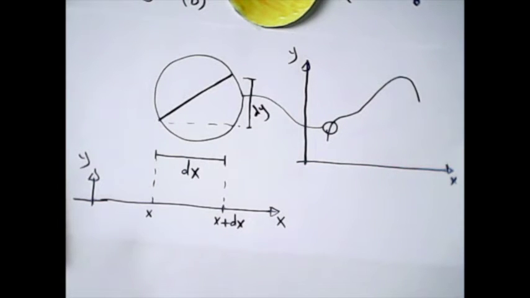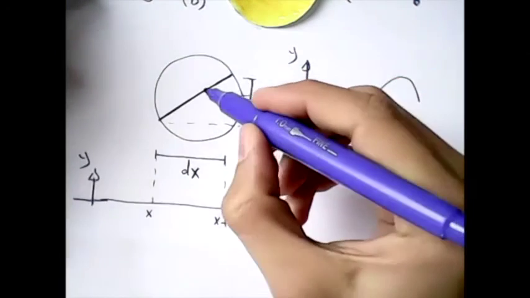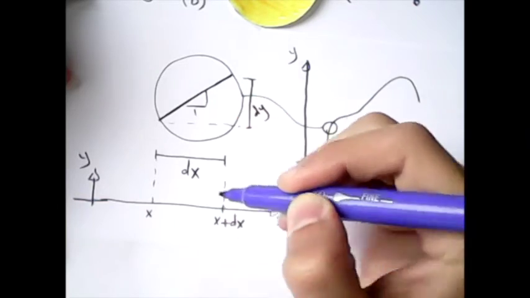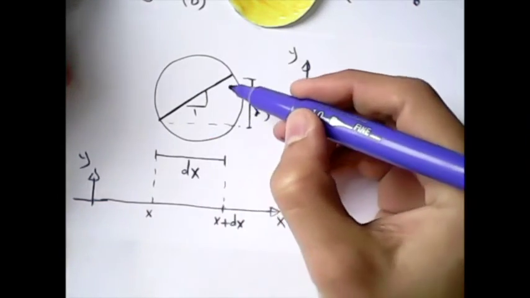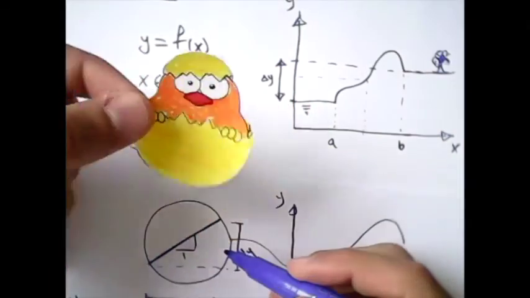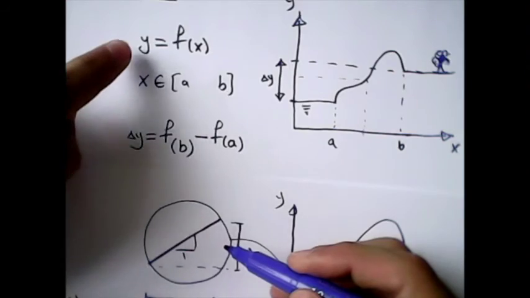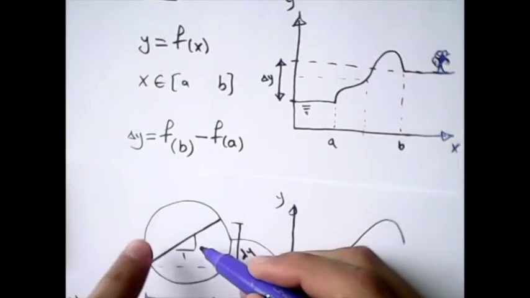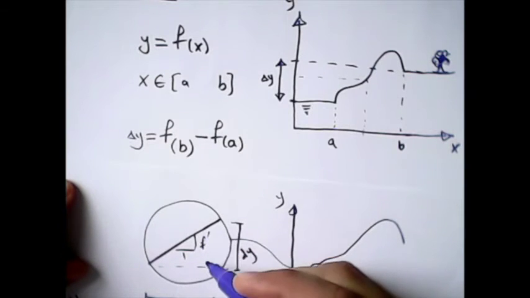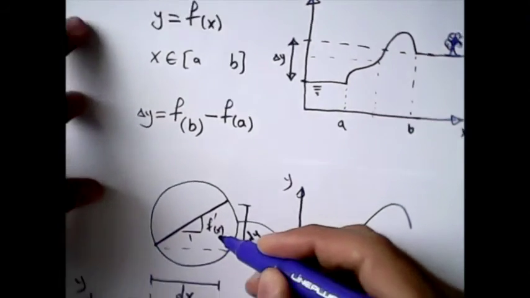So let's take a look at it. What is the value for dy? It's very simple. If we could find the slope of this line, and this line, the function was y equals f of x. So the function was y equals f of x, and the slope of that curve would be f prime of x.